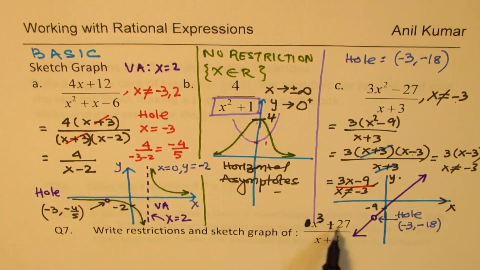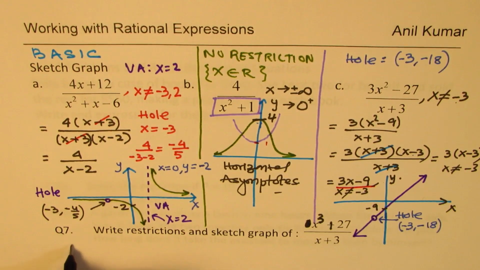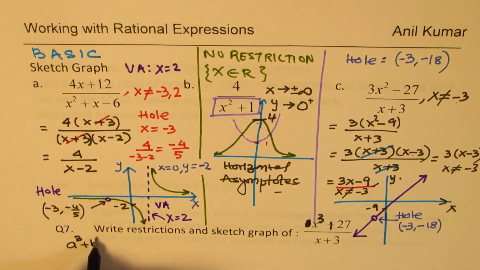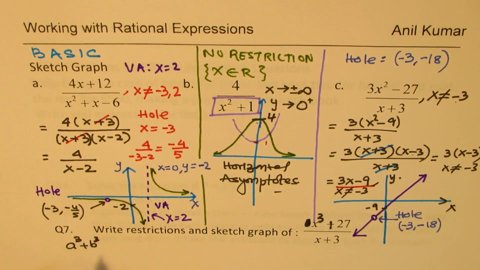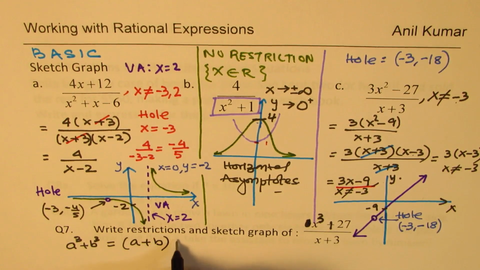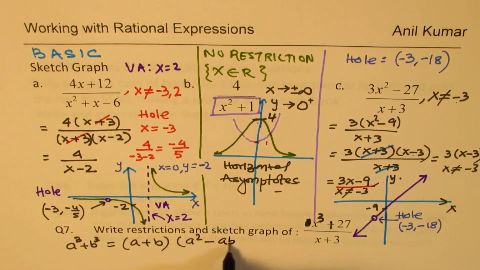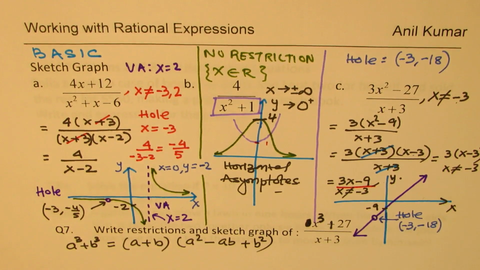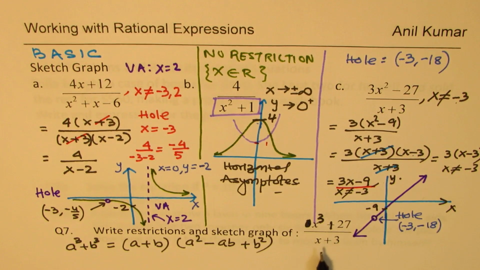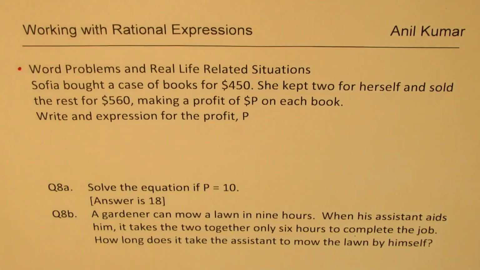It is x cubed plus 27 over x plus 3 for you. Now that's a difficult question. Now what is a cubed plus b cubed? Let me give you this expansion also. a cubed plus b cubed is (a plus b) times (a squared minus ab plus b squared). That should help, okay? So new question for you, x cubed plus 27 over x plus 3, and that is the expansion for the numerator, so you could factor and then get your graph. I think that should be very interesting.